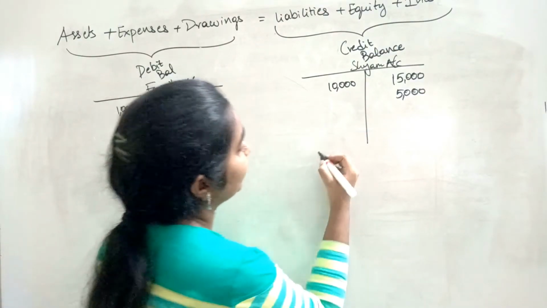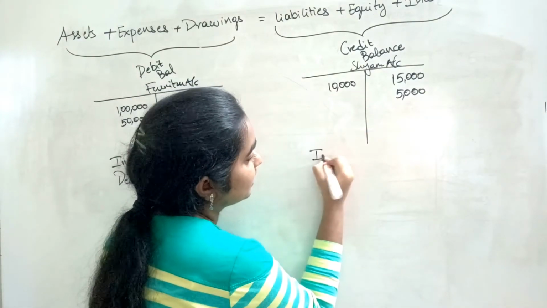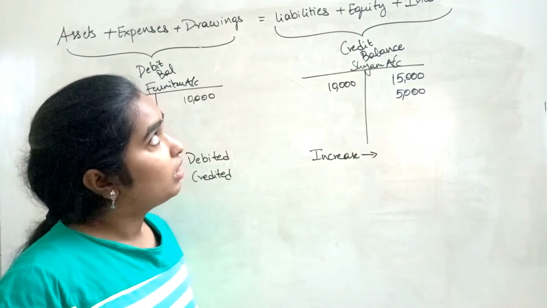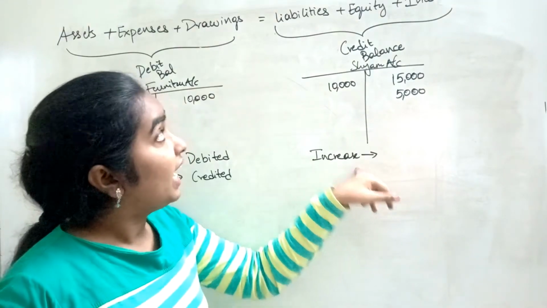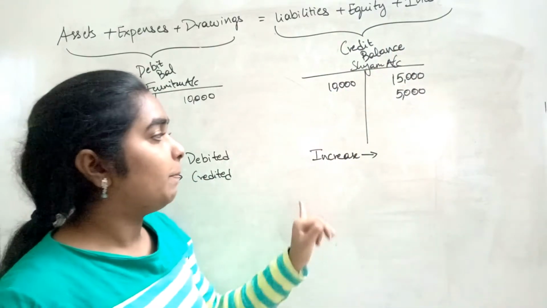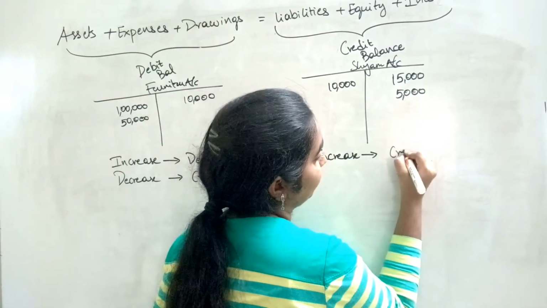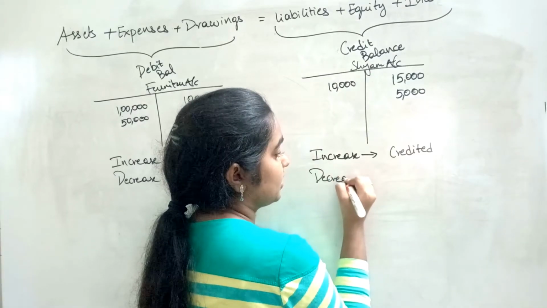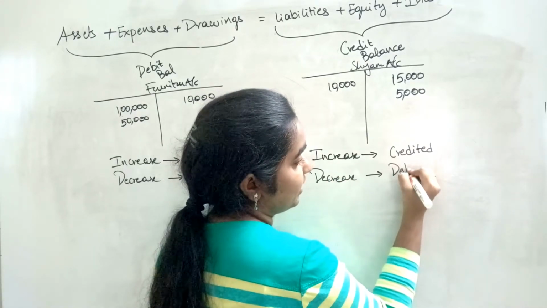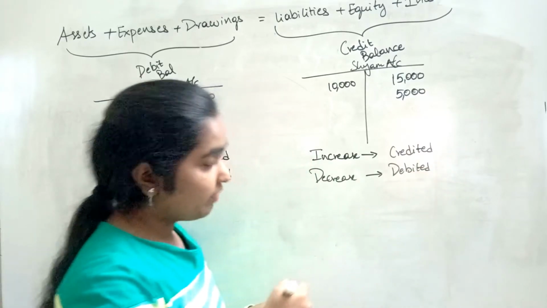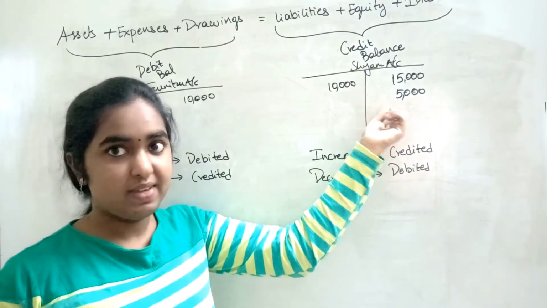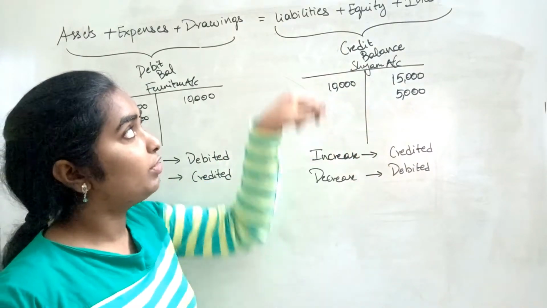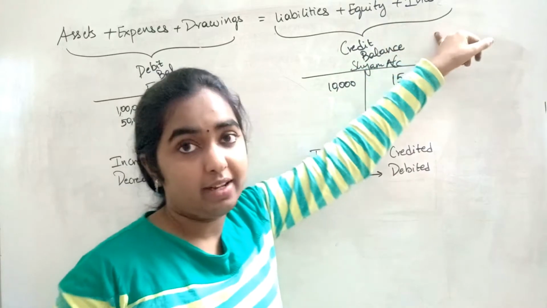So ideally, what we can say is, if there is any increase in this liability or equity or income, that has to be credited. And if there is any decrease, that has to be debited. That is what we have done here, right? If there is any increase, we have credited here. If there is any decrease, we have debited over here. And this is applicable for all these three: liability, equity and income.